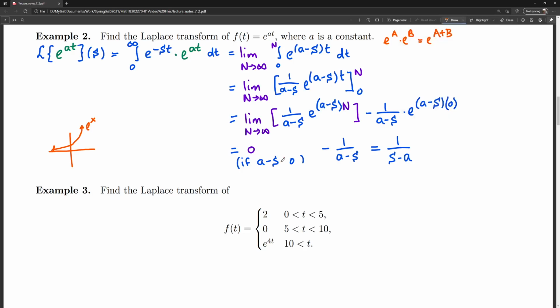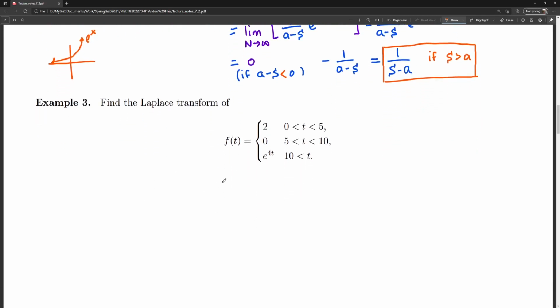So I just argued that if this is less than 0, then this is very large negative and it tends to 0. So if a minus s is less than 0, this goes to 0. And if you solve that inequality for s, this holds if s is greater than a. So that is the Laplace transform of our function e to the power at, and it is only valid as long as s is greater than a.